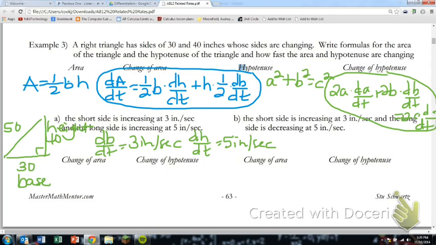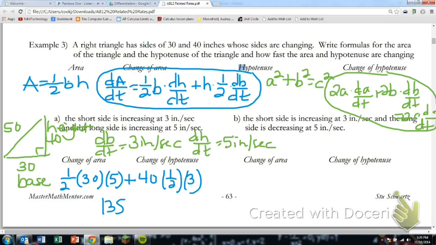So for change of area, we just plug into that dA/dt formula. We would have 1/2 the base times the rate of change of the height plus the height times 1/2 the rate of change of the base. So this would be 75 plus 60. That would be 135 inches squared per second.